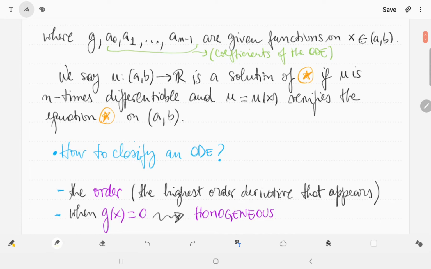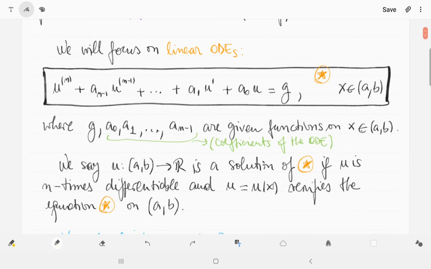So we can classify the ordinary differential equations, like when we classify people in groups regarding age. Let's say here there is a group with 20 years old, then another group with 30 years old, and so on and so on. So we can also classify an ODE within this class of linear ODEs.